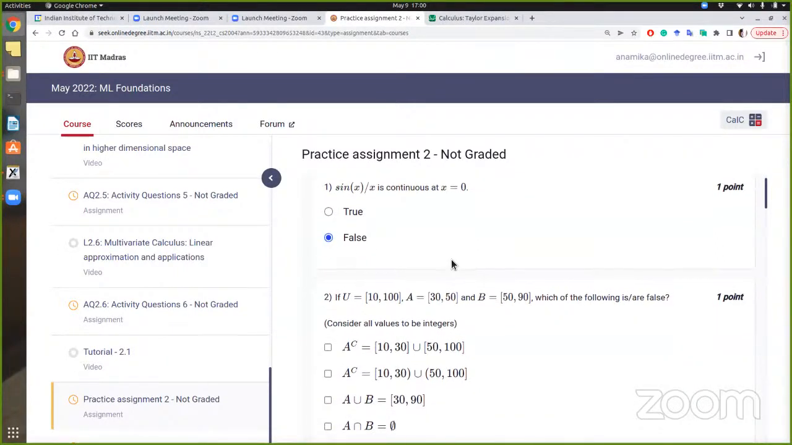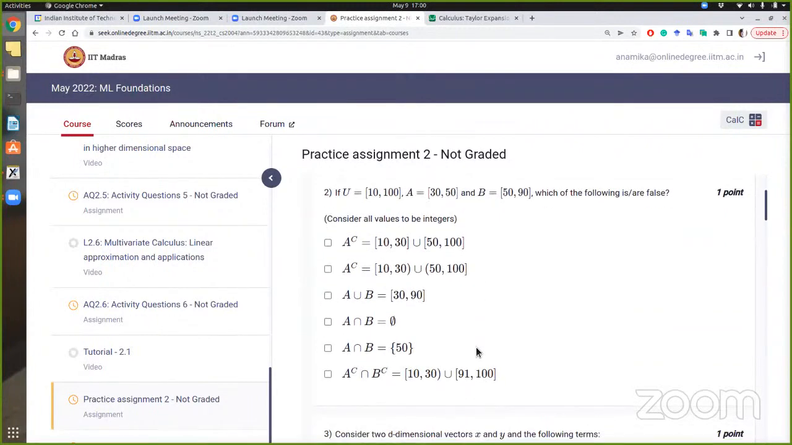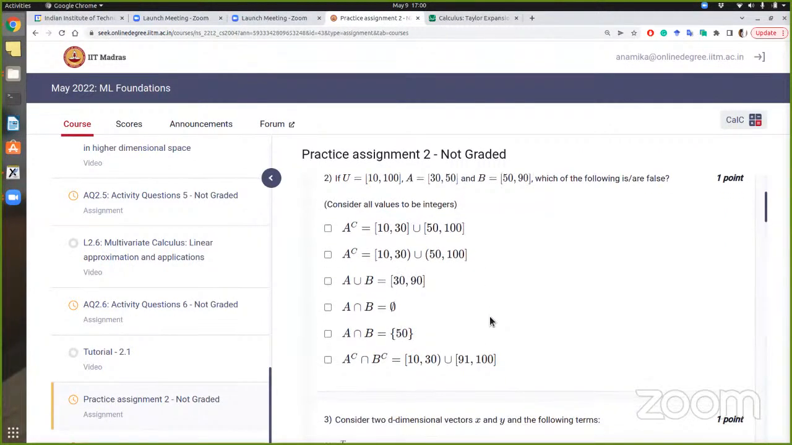Okay, so exactly at point x is equal to 0, it is undefined. So it's not continuous there. If you zoom in enough, you might see the graph.